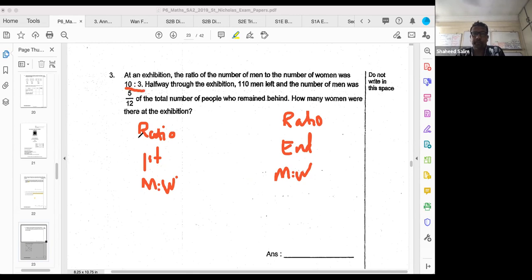All right, the ratio here. At first, men is 10, women is 3. At the end, what's the ratio? Zahin, what's the ratio of men and women at the end?